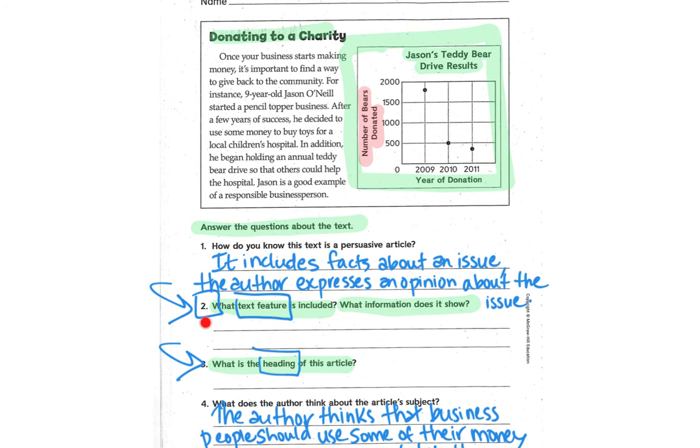You are going to answer number 2, what text feature is included, and don't forget the second part, what information does it show? And then number 3, what is the heading of this article? I'm only having you answer numbers 2 and number 3. Okay, so be very careful. Make sure you read the passage carefully about donating to a charity.